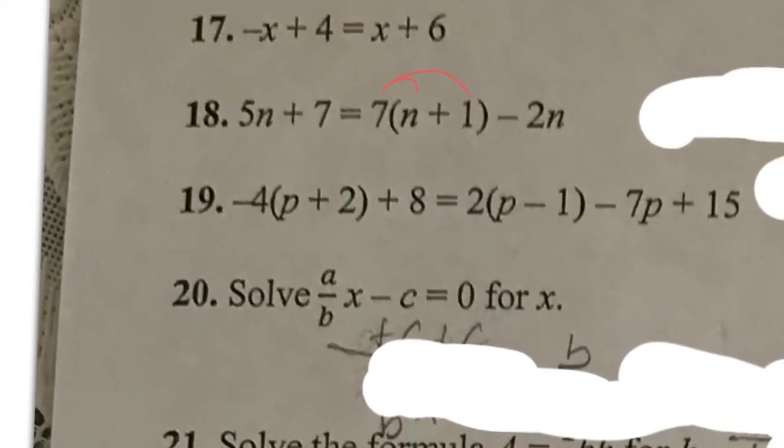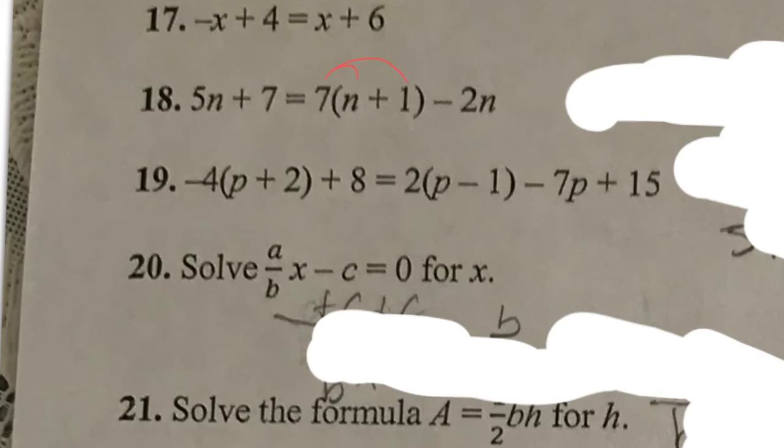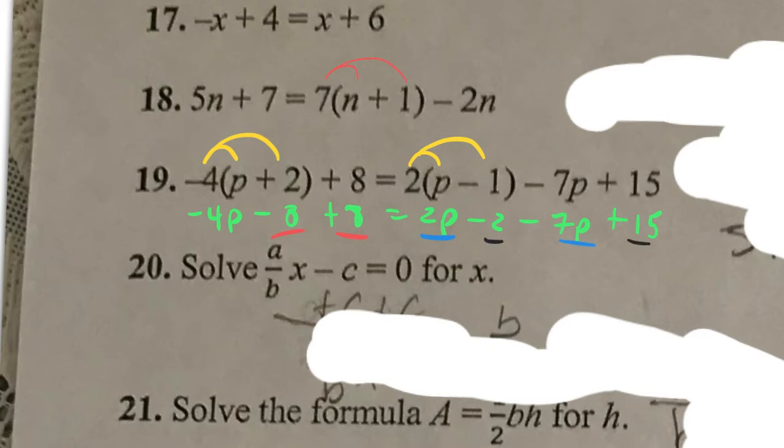All right, looking at problem number 19, certainly we could distribute that there. We could distribute the 2, and as a result, we would have negative 4p minus 8 plus 8 equals 2p minus 2 minus 7p plus 15. We have like terms here and here. We have like terms here and here. And we have like terms there and there.